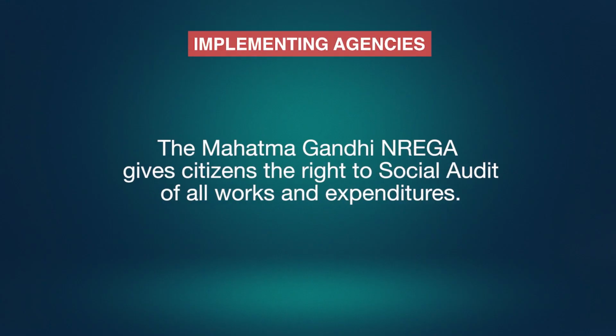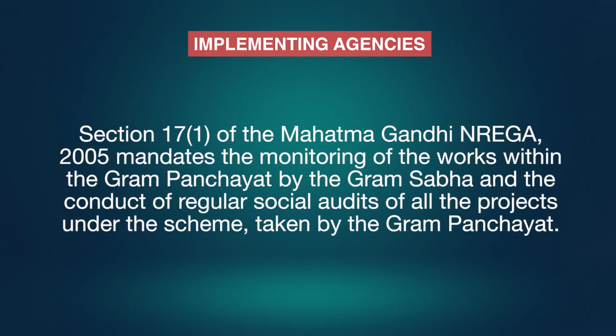In order to further understand how MGNREGA has to be implemented at the grassroots level, the Act specifies that the implementing agencies shall have the right to implement the various types of work, but then there would be a social audit conducted to review the progress of implementation of work under this Act. The social audit specifically provides for access to various types of implementation records, which means that the Act mandates the monitoring of the work within the Gram Panchayat by the Gram Sabha and the conduct of regular social audit of all the projects under the scheme.